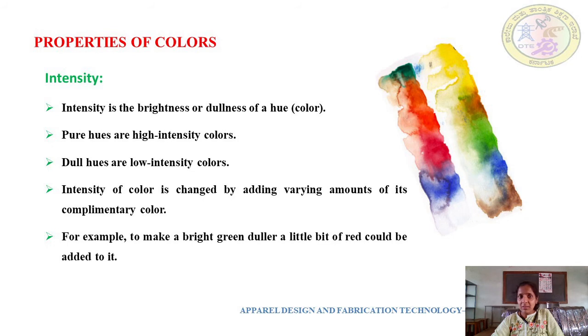The intensity of a color is changed by adding or varying the amounts of its complementary color. For example, to make a bright green duller, a little bit of red could be added to it. If we add green and red color, it gives a dull shade. If we want to increase its value, we can give a lighter tint to it, then it will increase its intensity. That is the quality of intensity of any hue.